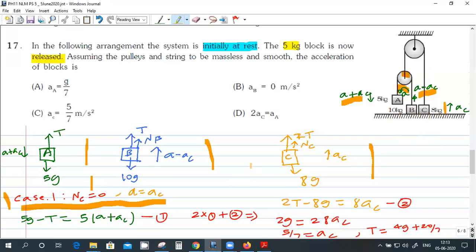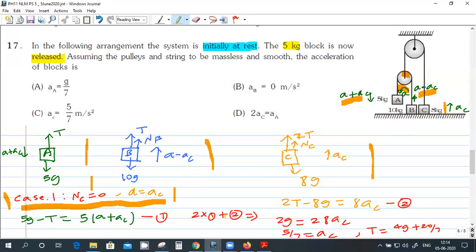Yes, sir. Okay. When B is not leaving the ground, the acceleration of B should be 0. So A minus AC is the acceleration of B, so A should be equal to AC.